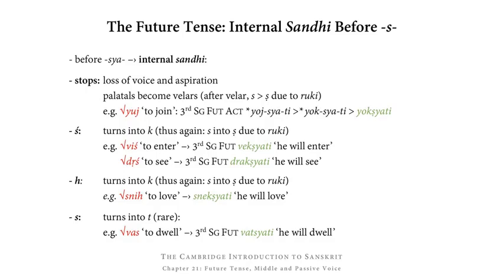And finally, and this is fairly rare, if you have a root that ends in an s, this s sometimes changes into a t, and so of vas, meaning to dwell or to live in a place, we get a third singular future form vat, sya, ti.